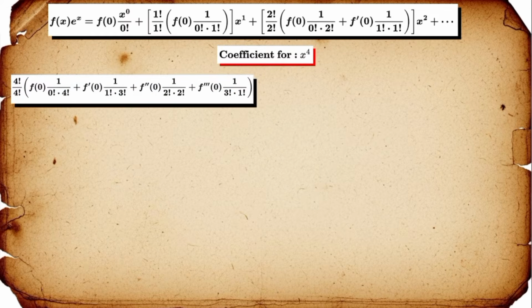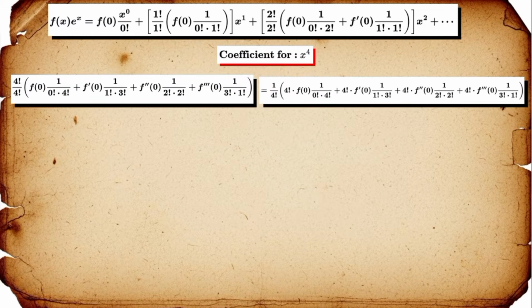Now we distribute the n factorial into the numerator of each term within the brackets. Let's do this for the x to the fourth term as an example. The coefficient for x to the fourth is written out in detail, showing how 4 factorial multiplies each fraction. Simplifying each term by canceling factorials gives us the cleaner form displayed.